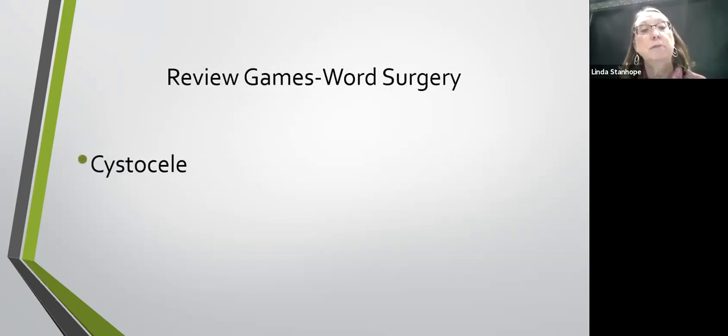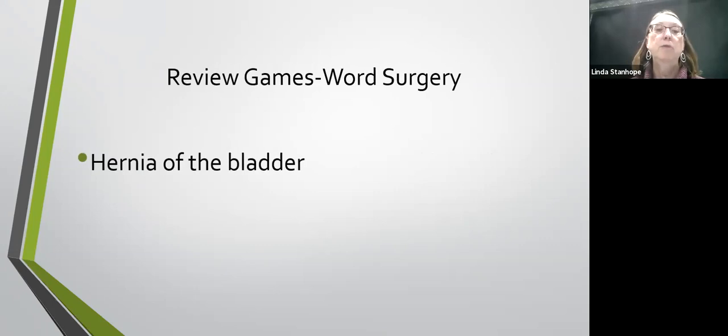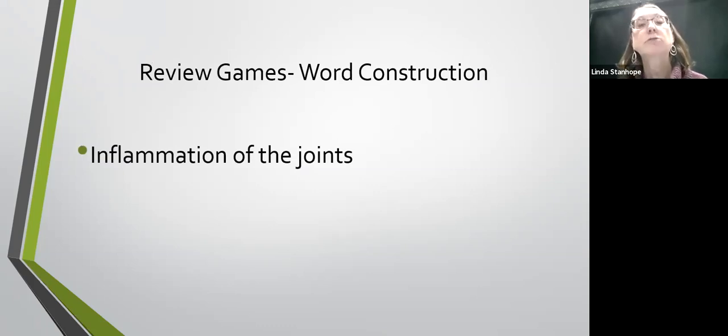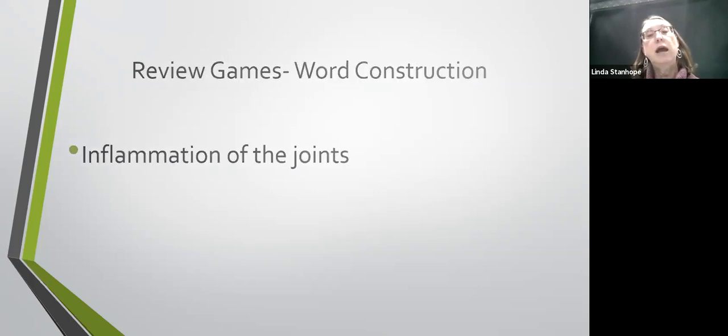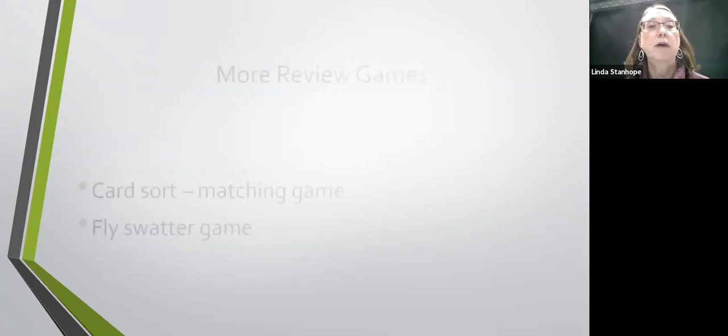Kids get really competitive trying to figure it out, write it down on their whiteboard, and put the correct answer up there quickly. Another example, cystocele. The kids have to tell me what this means. With word construction, it's a little bit harder, so I usually don't start off on it. I usually start off with word surgery, which is great practice for the kids. But with word construction, I'm doing just the opposite. I'm giving them, for instance, inflammation of the joints, and they have to give me the medical term for that definition. Like I said, that's a little bit higher level.